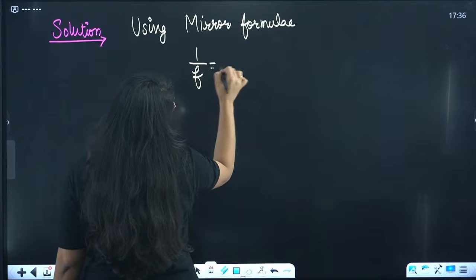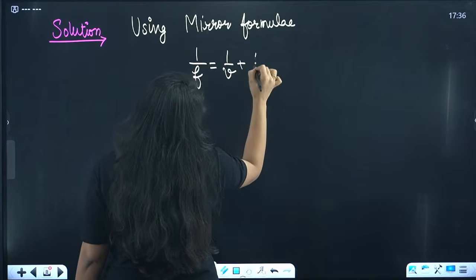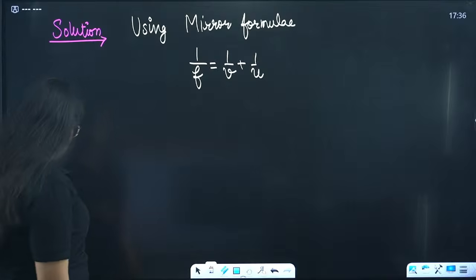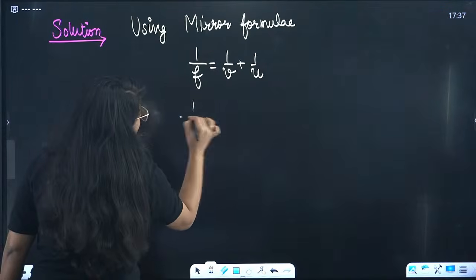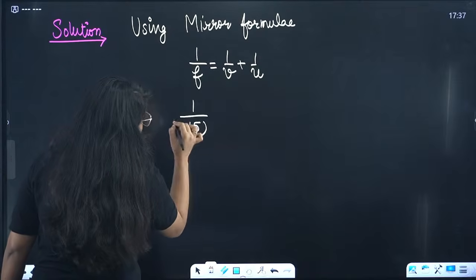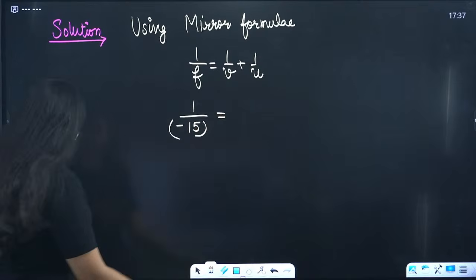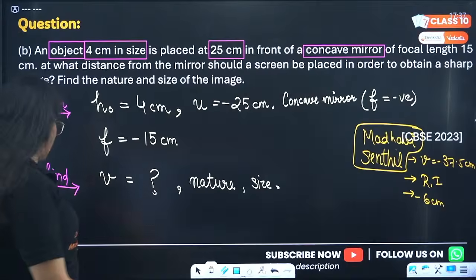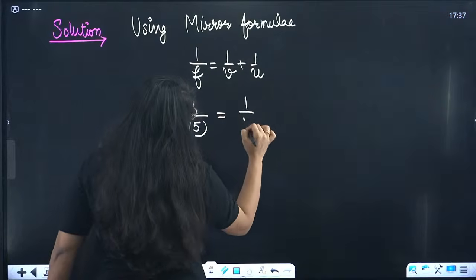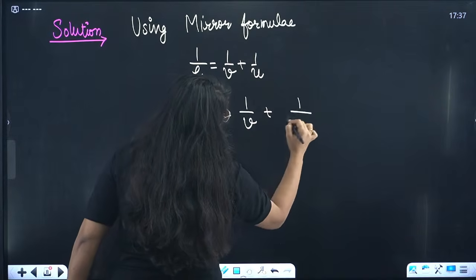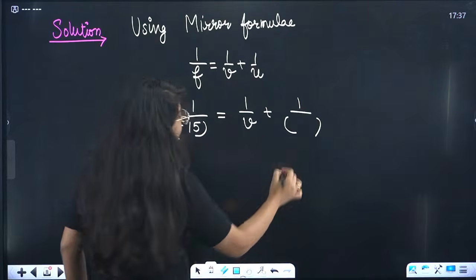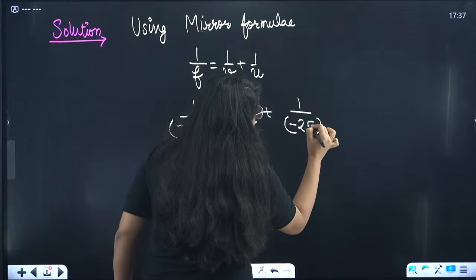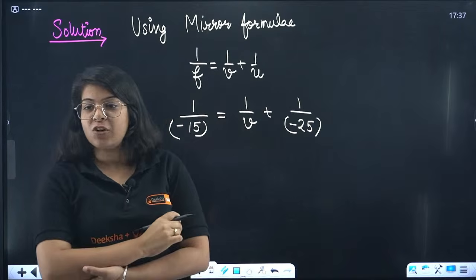1 by F equals 1 by V plus 1 by U, right? Now 1 by F is minus 15. So this is 1 by minus 15 equals 1 by V. 1 by V we have to find, plus 1 by U. U is given as minus 25. Do not ever forget to keep these signs in your mind.